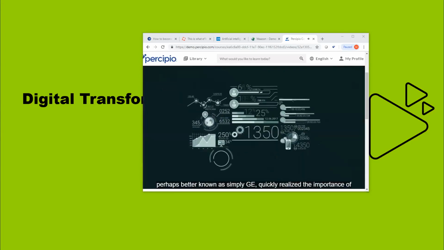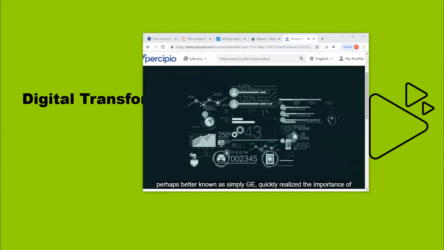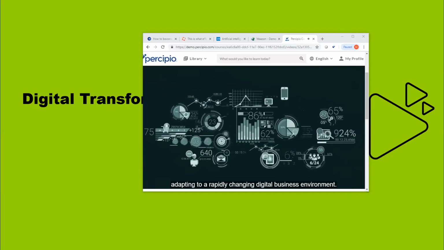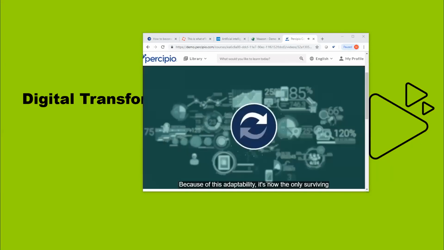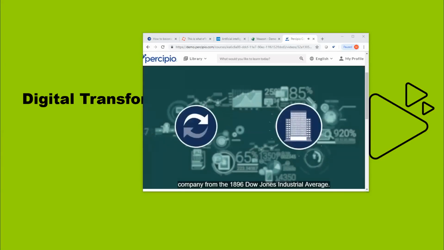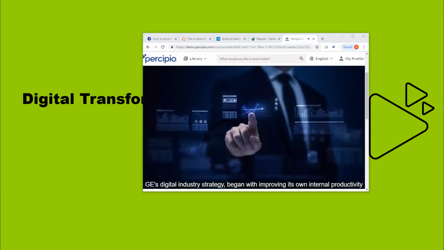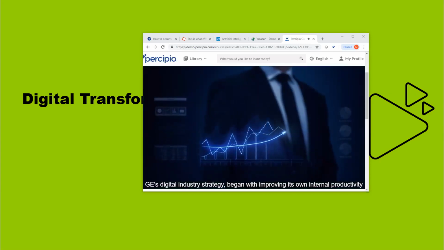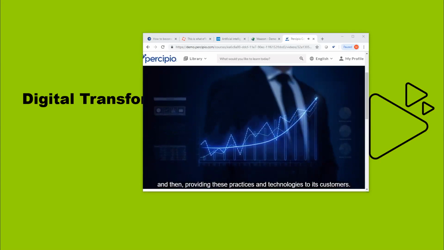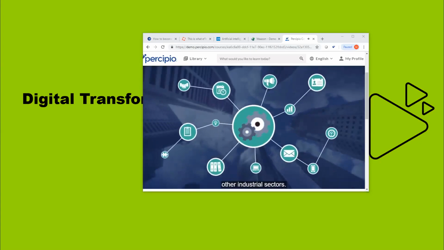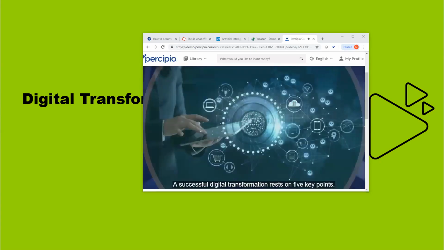Unlike some companies, General Electric, perhaps better known as simply GE, quickly realized the importance of adapting to a rapidly changing digital business environment. Because of this adaptability, it's now the only surviving company from the 1896 Dow Jones Industrial Average. GE's digital industry strategy began with improving its own internal productivity, and then providing these practices and technologies to its customers. They also make some of their technologies available to companies in other industrial sectors.